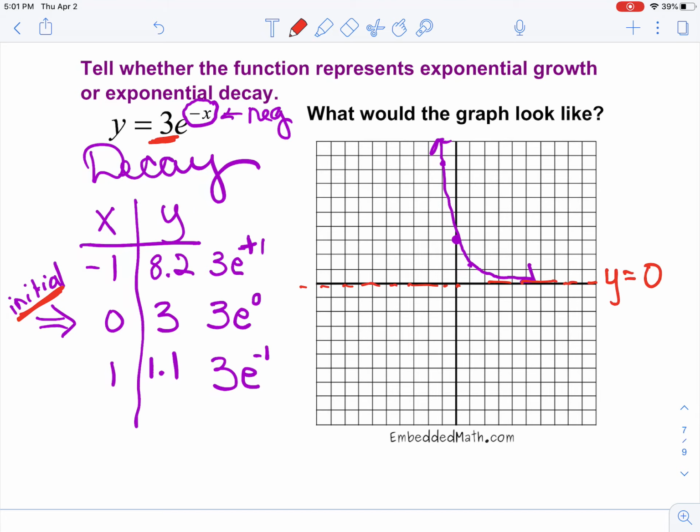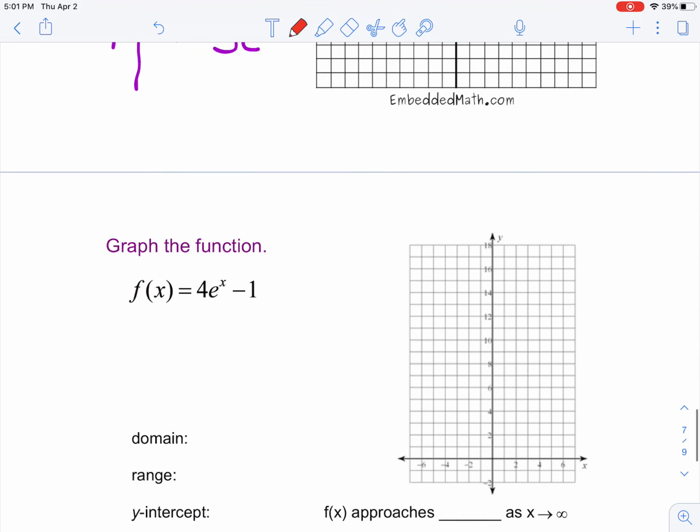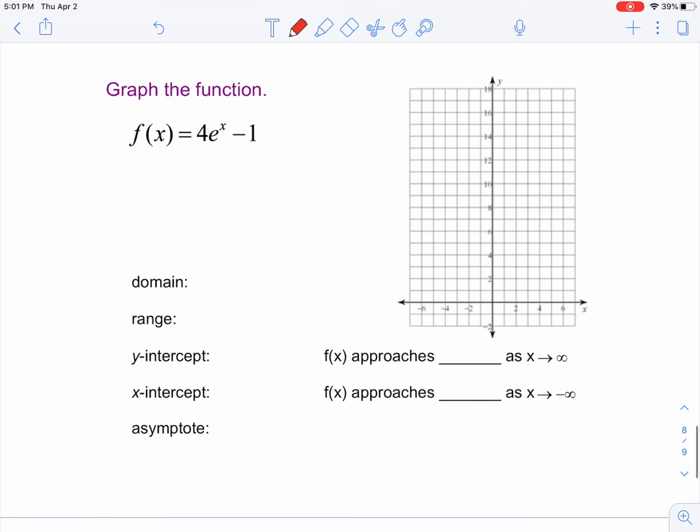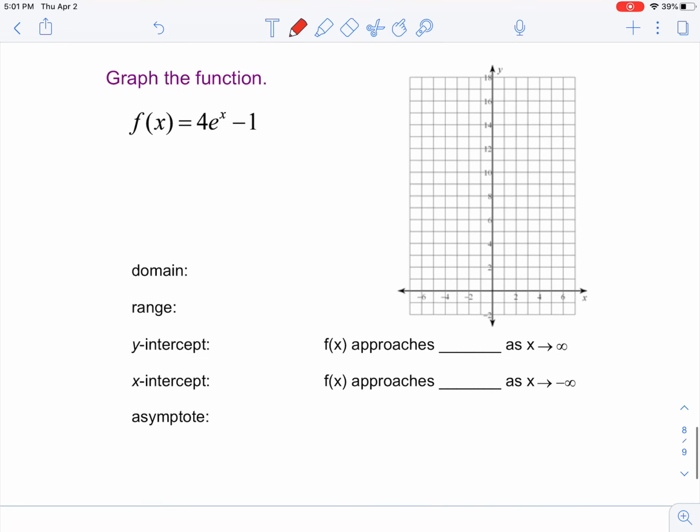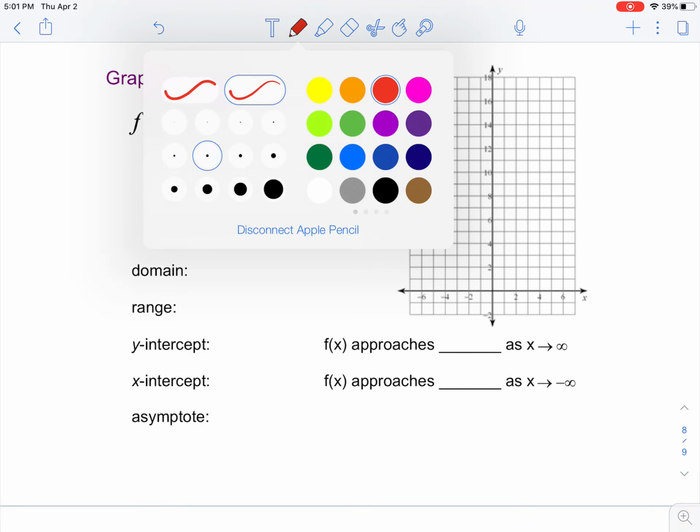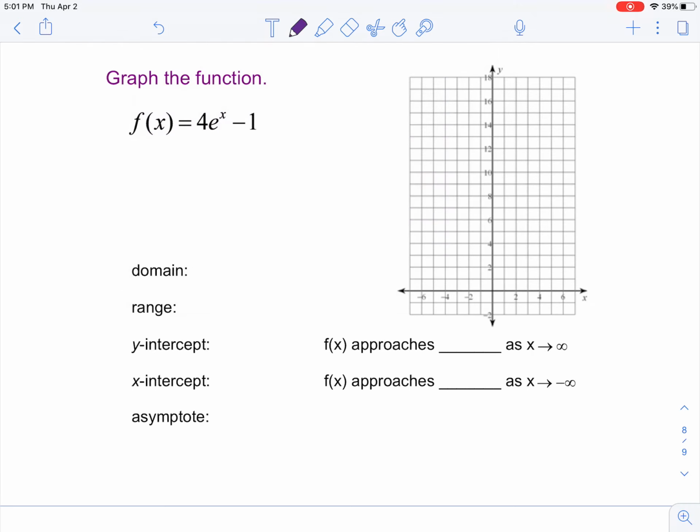How's it going, guys? Feeling good? Okay. This is our last one before our assignment. Okay, what's different about this one? Well, first of all, we have something new, a -1.